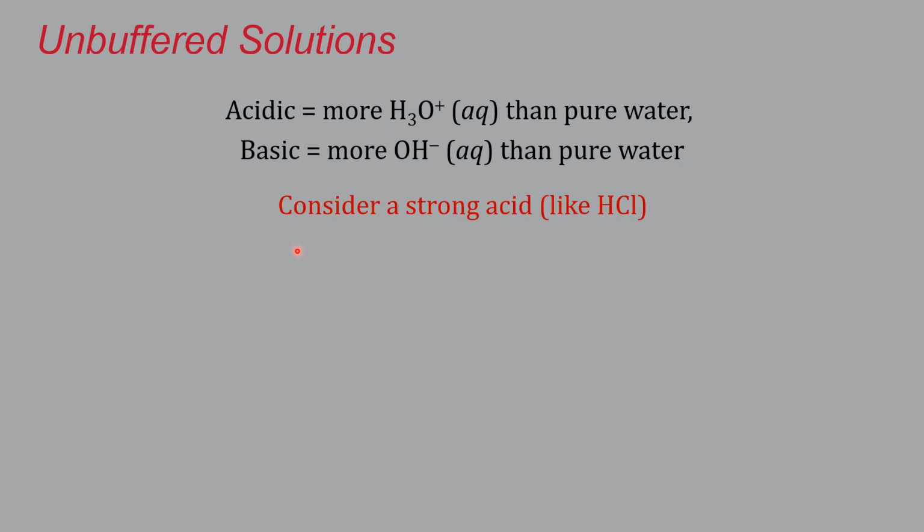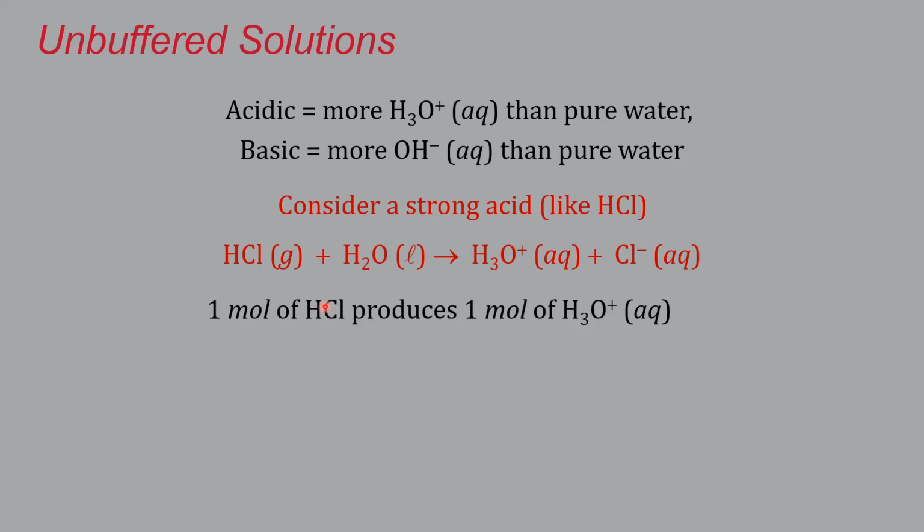So let's talk about what happens when you add a strong acid, for example HCl, into an aqueous solution. Well, this happens. HCl, which by itself at room temperature and pressure is a gas, reacts with water to form hydronium and chloride. And because this is a strong acid, this is not really an equilibrium, the reaction almost goes to completion. So we could say that 1 mole of HCl is going to produce in that solution 1 mole of hydronium, and the pH will change accordingly.